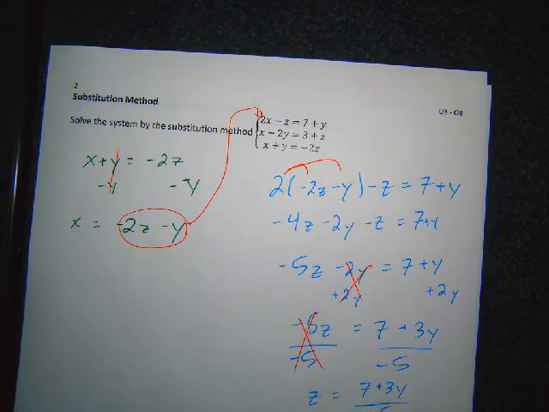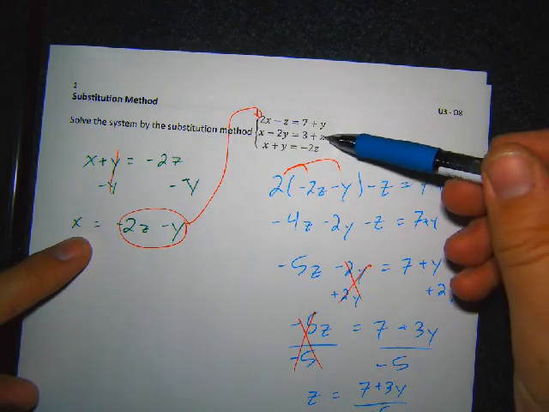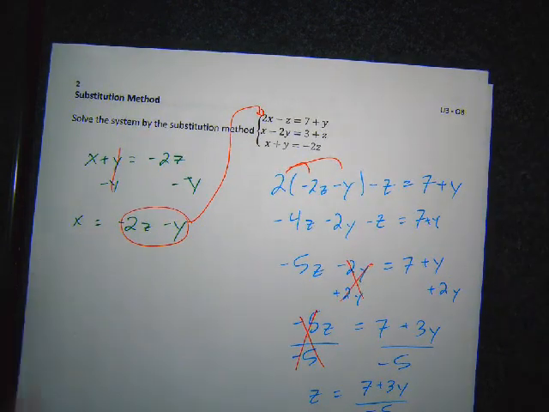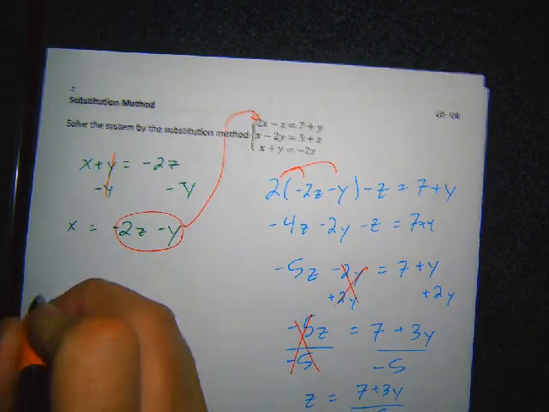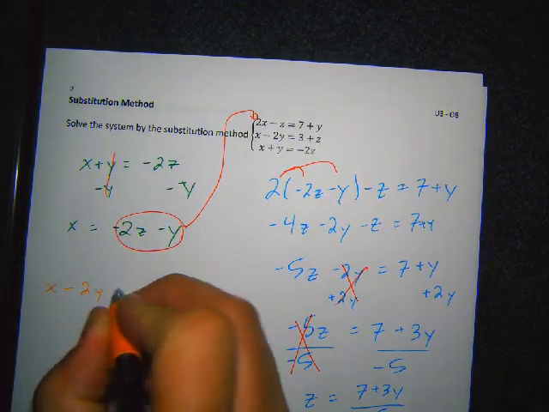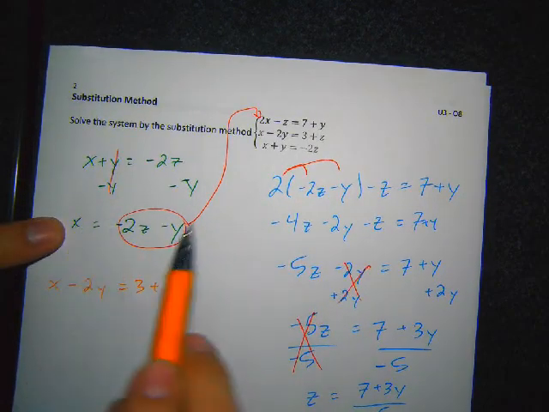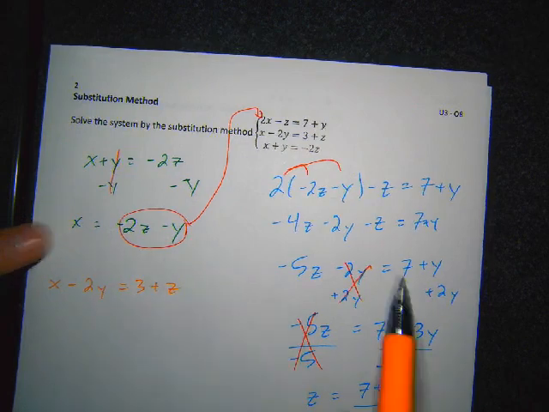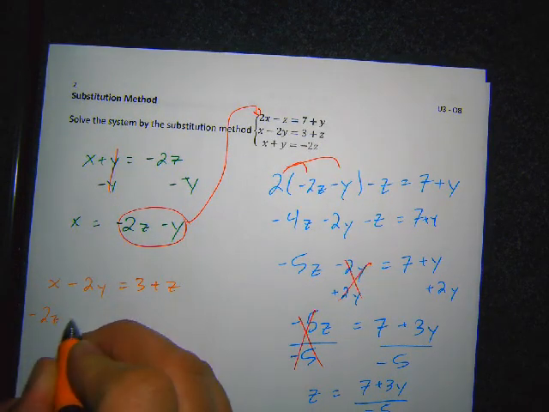So now what we can do, since we used the last equation and we used the top equation, let's go back and use the third equation, the one we haven't used yet. So we're going to use that x minus 2y equals 3 plus z. And first off, let's replace the x so we can get rid of the x part, so we just have z's and y's. So replace this x with this whole thing. So I'm going to have negative 2z minus y.